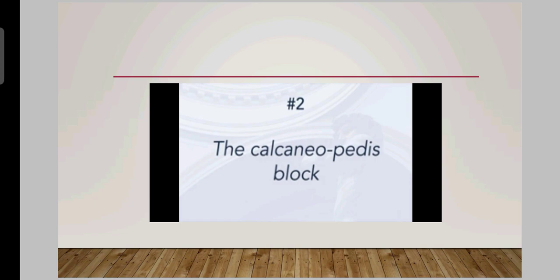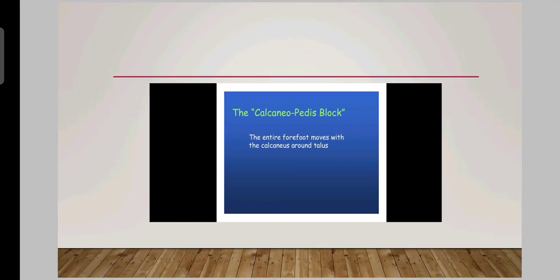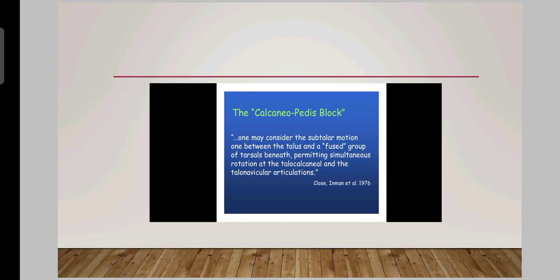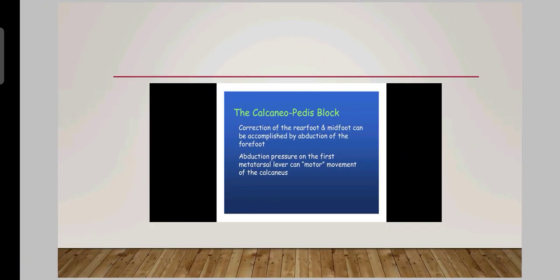And the second principle is the calcaneopedal block. The entire forefoot moves with the calcaneus around the talus. One may consider the subtalar motion as one between the talus and a fused group of tarsal bones beneath, permitting simultaneous rotation at the talocalcaneal and the talonavicular articulation. So the correction of the rear foot and midfoot can be accomplished by abduction of the forefoot. Pressure on the first metatarsal lever can move the calcaneus.